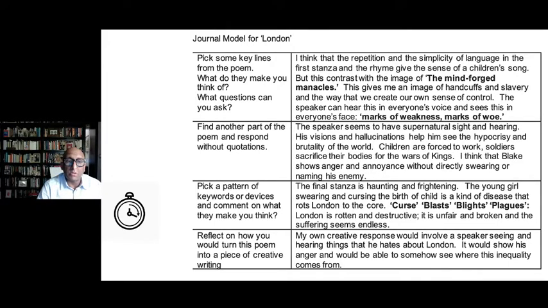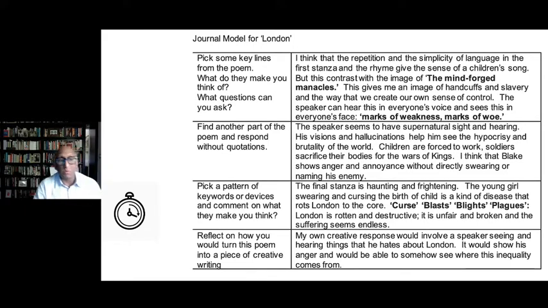If I want to find another part of the poem and try and respond without quotations: the speaker seems to have supernatural sight and hearing. His visions and hallucinations help him see the hypocrisy and brutality of the world. Children are forced to work. Soldiers sacrifice their bodies for the wars of kings. I think that Blake shows anger and annoyance without directly swearing or naming his enemy.